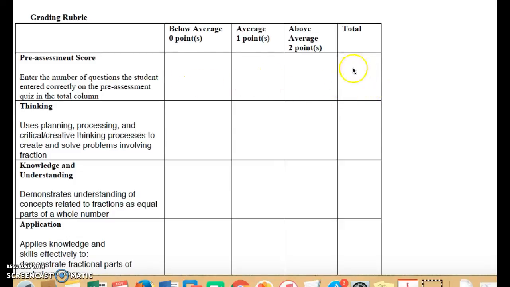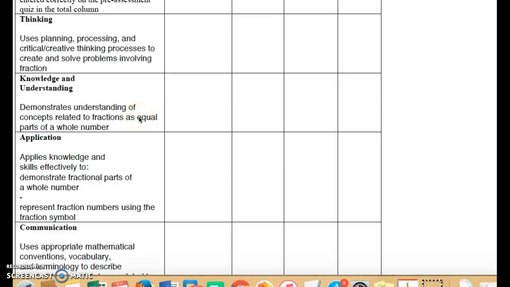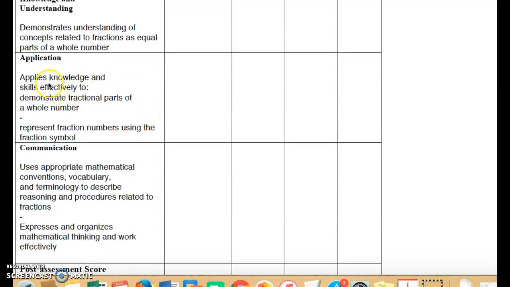then right here, and post is later on, so we can just look at the before and after to look at the growth. Thinking is using planning, processing, and critical thinking process to create and solve problems involving fractions. Knowledge and understanding, they can demonstrate understanding of concepts related to fractions as equal parts of a whole number. Application is 2 parts, applies knowledge and skills effectively to demonstrate fractional parts of a whole number, and they are able to represent fractions using the fraction symbol.